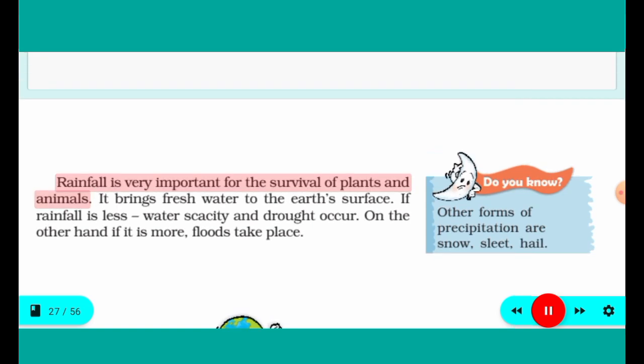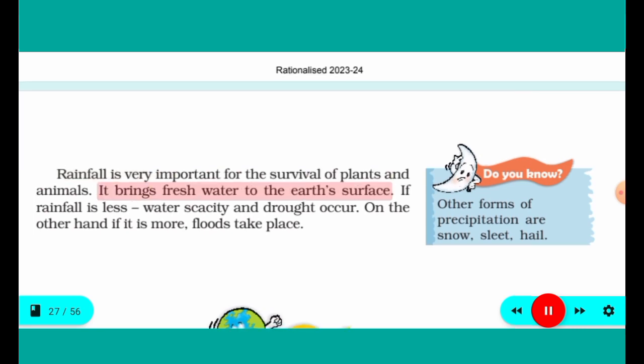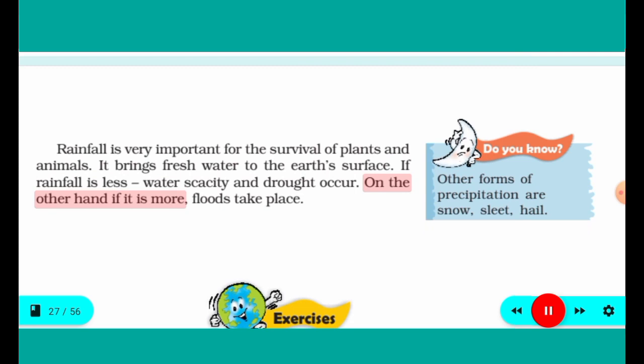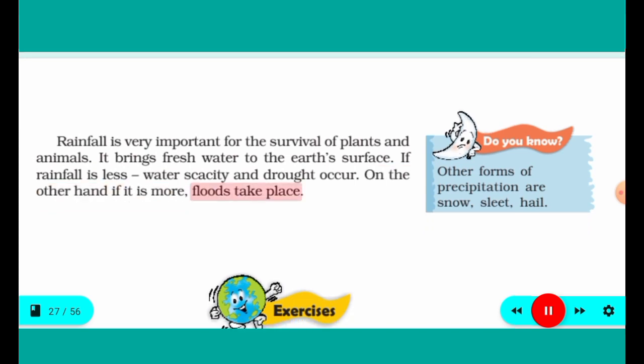Rainfall is very important for the survival of plants and animals. It brings fresh water to the Earth's surface. If rainfall is less, water scarcity and drought occur. On the other hand, if it is more, floods take place.